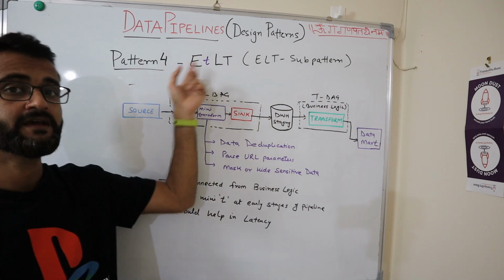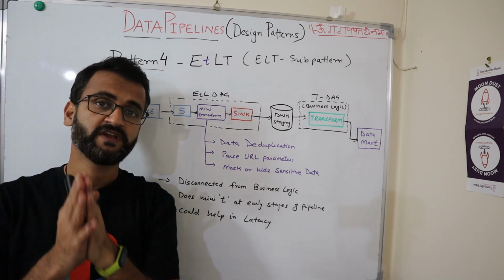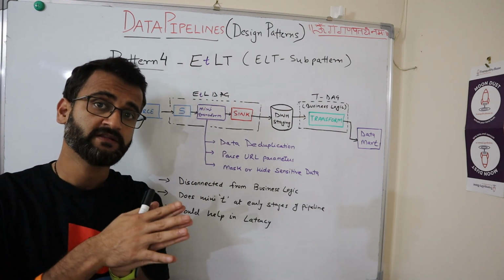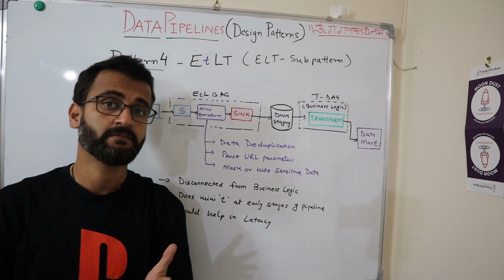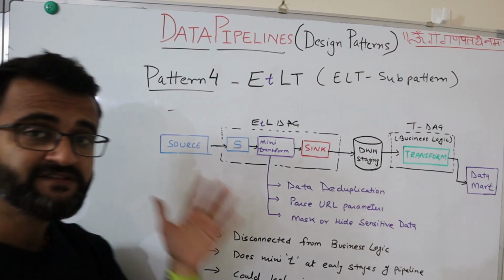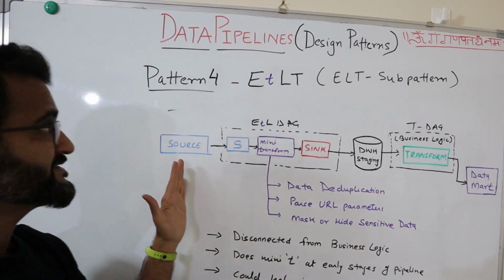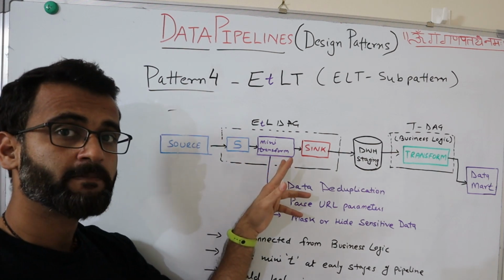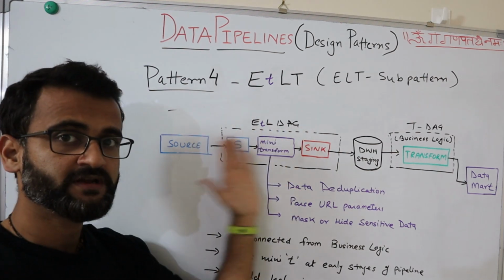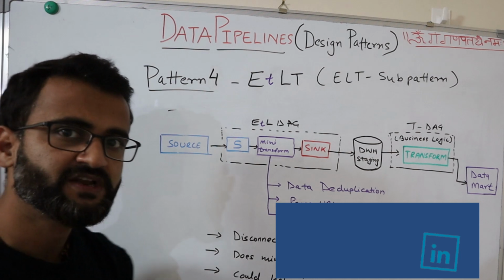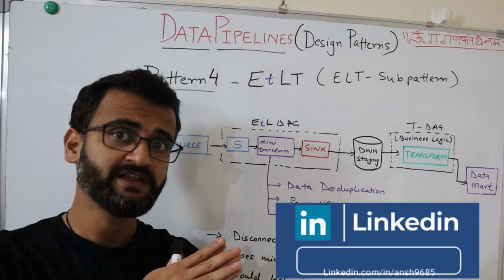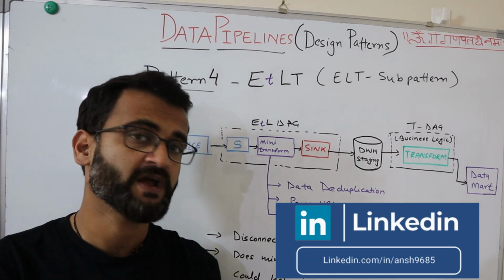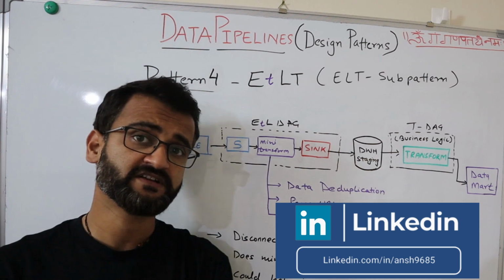And here the T is nothing but a mini transform which we can apply early on in the data pipeline to have certain benefits. So it is very similar, but as you can see, there is a mini transform which we can apply right at this stage to do certain activities which, if done earlier in the data pipeline, could have certain benefits. So what activities does it contain?